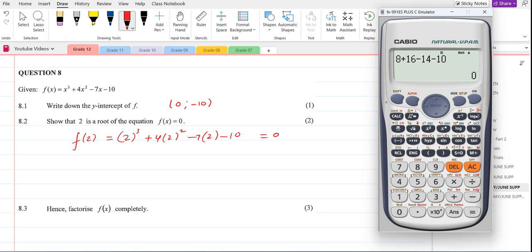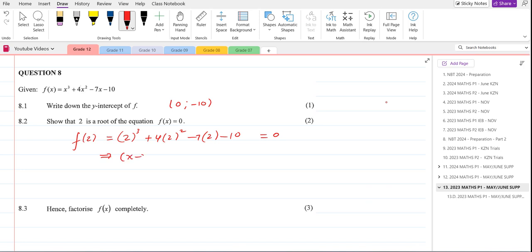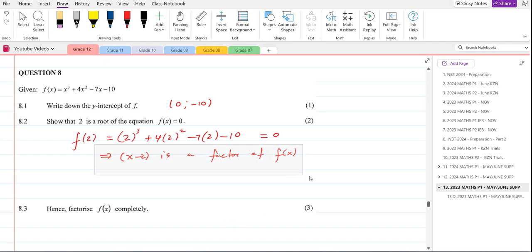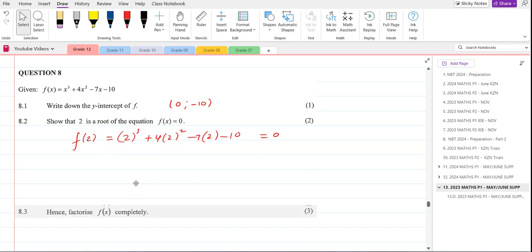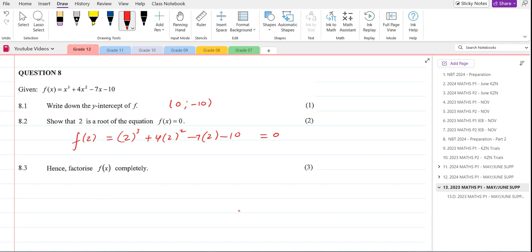This implies that x minus 2 is a factor of f of x. That's what this implies. We showed that it is already 0, right? And now, hence factorize f of x completely. So we're going to say x cubed plus 4x squared minus 7x minus 10 is equal to 0.